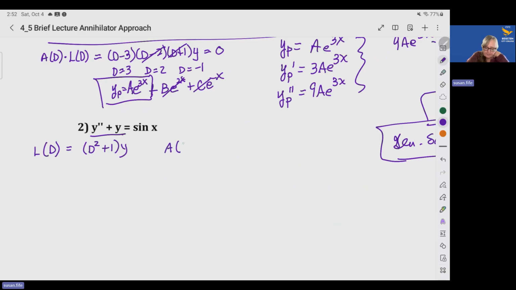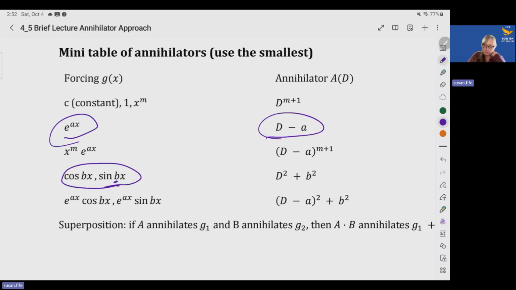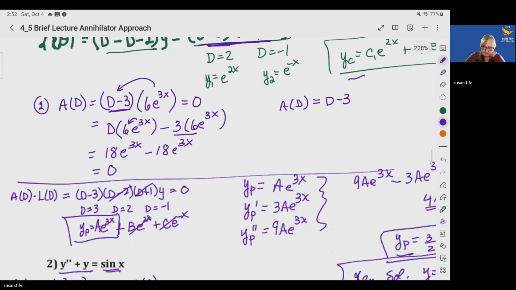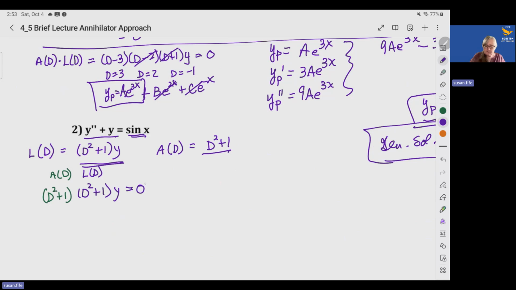Our annihilator function is a function that will annihilate sine of x. And the function that annihilates the sine of x, sine or cosine, in this case b is 1, is going to be d squared plus 1 squared, or just d squared plus 1. So we want to apply that to both sides of the equation. I'm going to start with this left side that has d squared plus 1 applied to y, and then I'm going to apply, I'll do that in a different color, d squared plus 1. So that's my annihilator function times, we'll call this the left side of the equation, and that's going to be equal to 0.